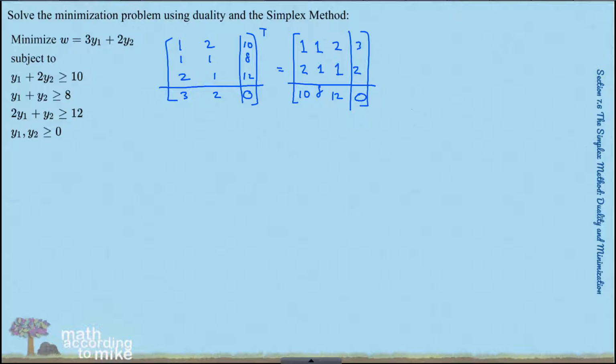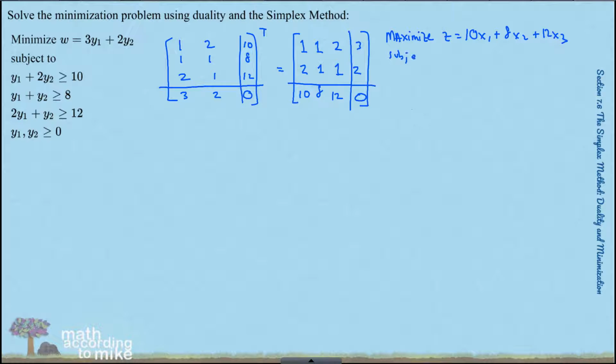So this turns into a maximization problem. Again, switch to z's, x's, and less than or equal to's. Look at the last row, 10, 8, 12. That becomes 10x sub 1 plus 8x sub 2 plus 12x sub 3.